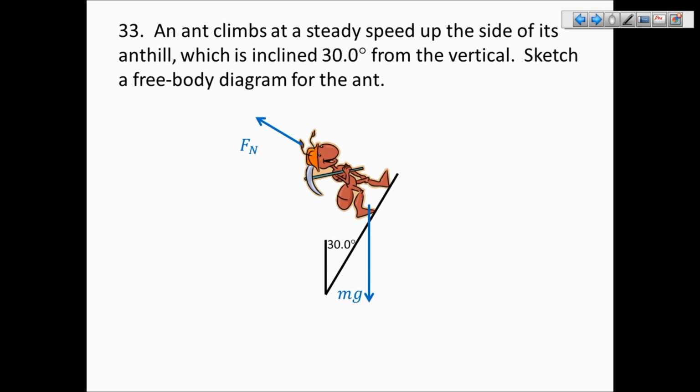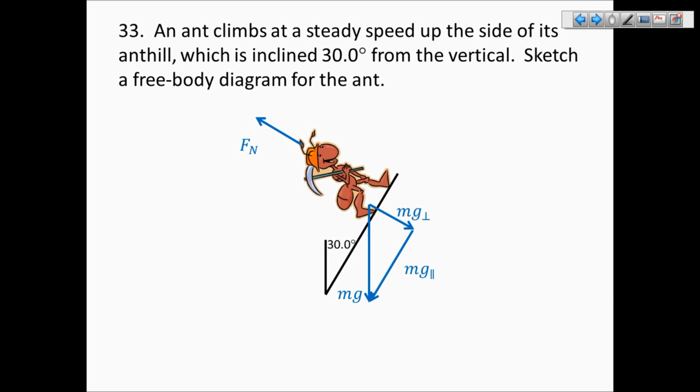So here we see the ant on that incline and is 30 degrees from the vertical. Now, whether that's typical or untypical, a lot of times we usually see that 30 degrees from the horizontal. So please pay attention to where that angle is referencing. We see the two forces acting on this ant: the normal force from the side of the anthill and its weight.